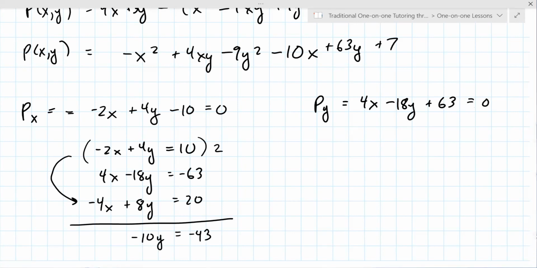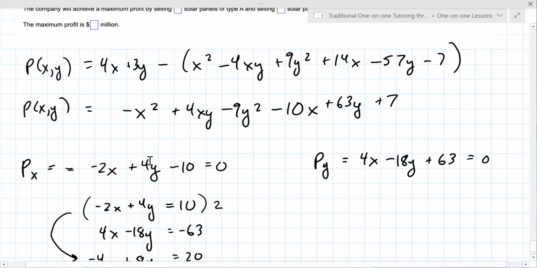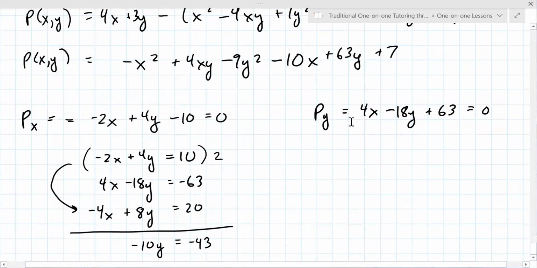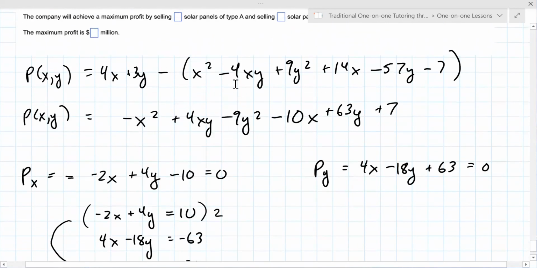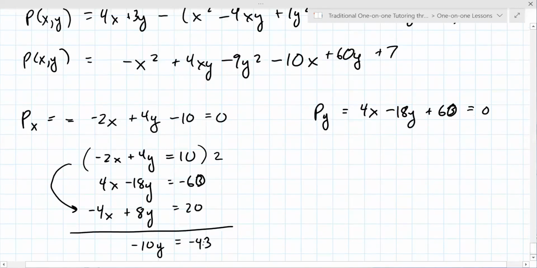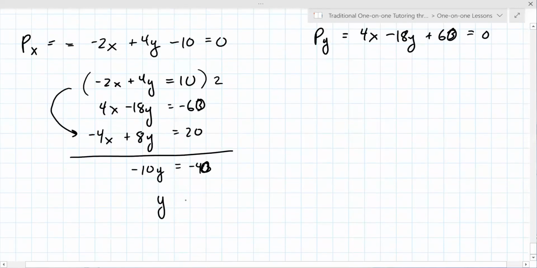I don't like that. Let me check that I did this correctly because that could certainly play into this. Minus 4xy minus 9y squared minus 14 plus 57 plus, oh, I'm sorry, this is supposed to be a 60. And that's supposed to be a 60, and that's supposed to be a 60. And then we get a number that's a little bit more expected, 40, and then y equals 4.